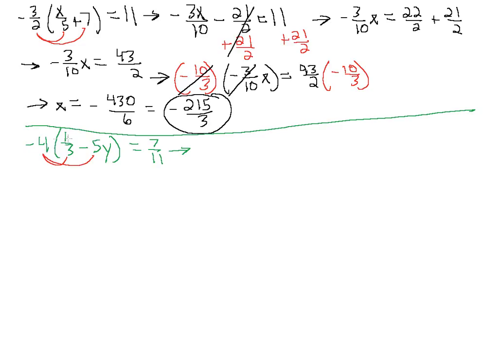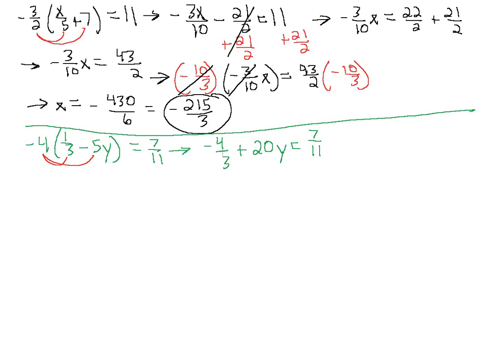Multiplying minus 4 and a 1/3 will give us a minus 4/3. Multiplying minus 4 and minus 5y will give us a positive 20y. And we still have our 7 over 11 on the other side. Okay, nothing fancy, we're just distributing here.